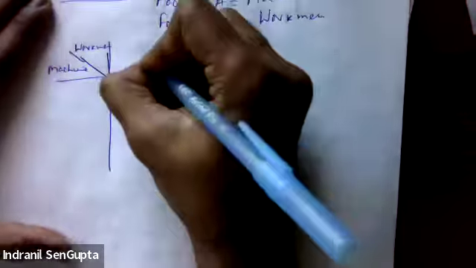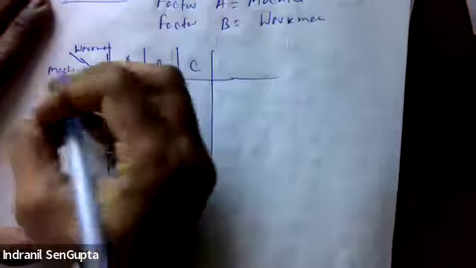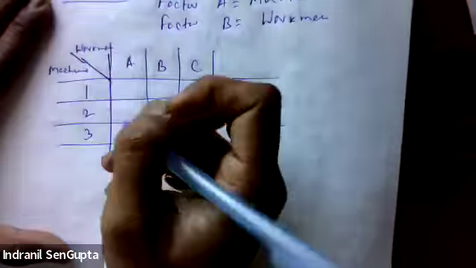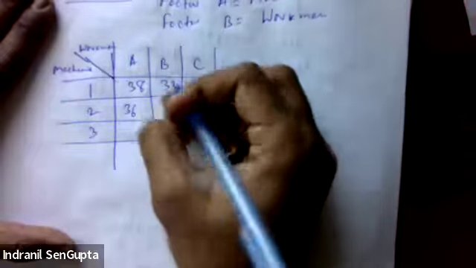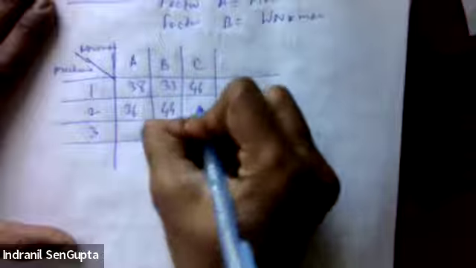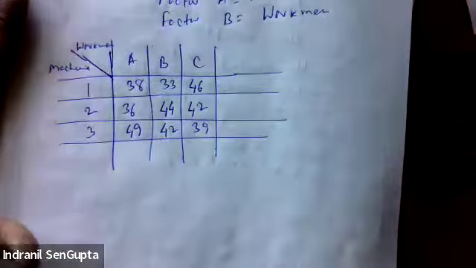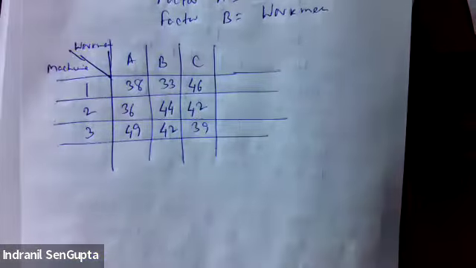We have A, B, C, A, B, and C. And we have machine number 1, 2, and 3. Okay, so once again, let's just write it. 38, 33, 46, 36, 44, 42, 49, 42, 39.